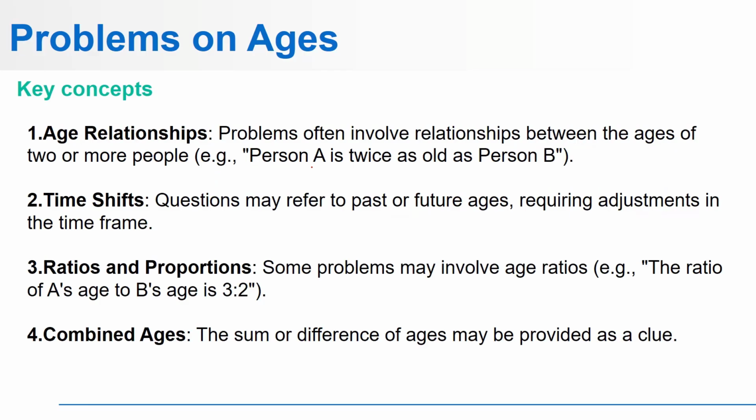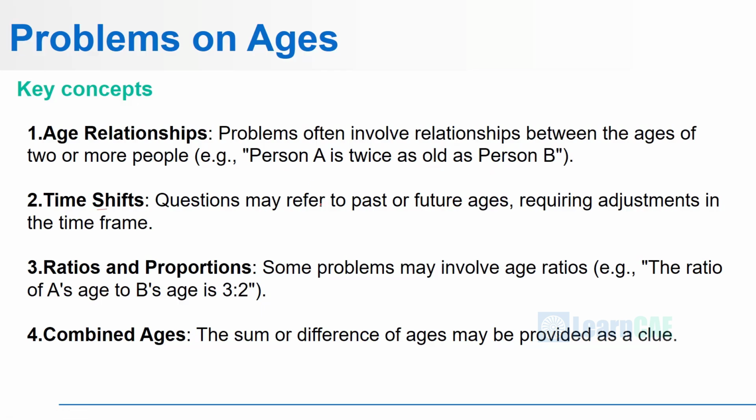Let us check the key concepts. They will be giving problems with respect to 4 categories. The first one is age relationships. Here the problems often involve relationships between ages of 2 or more people. For example, person A is twice as old as person B. This is one example. Next is with respect to time shifts.